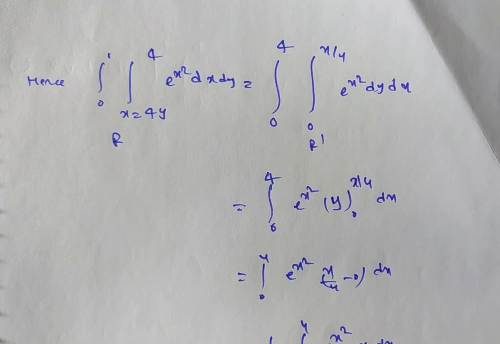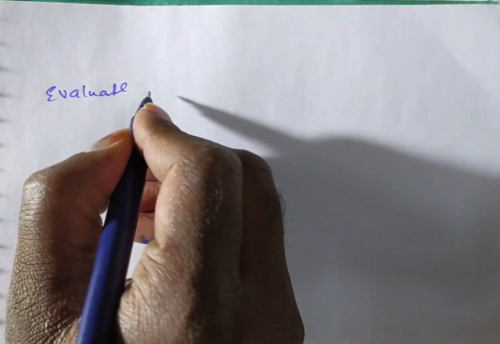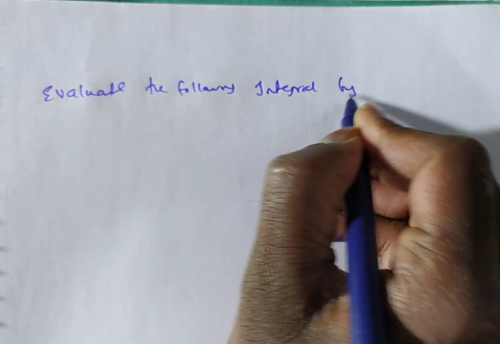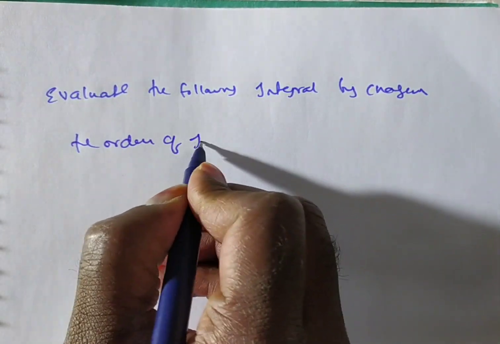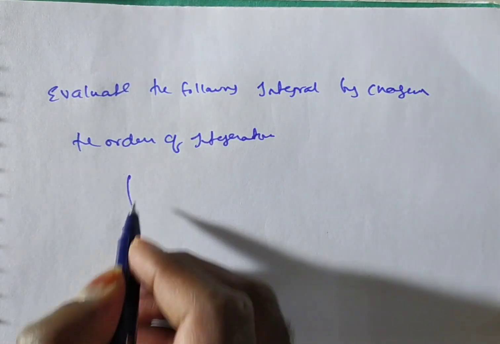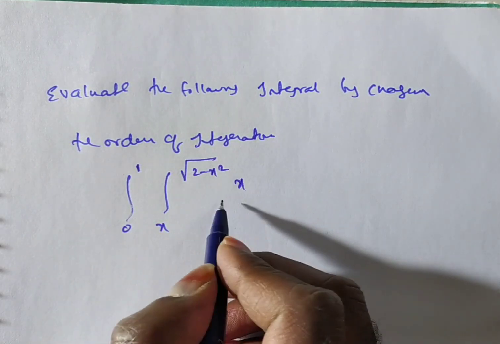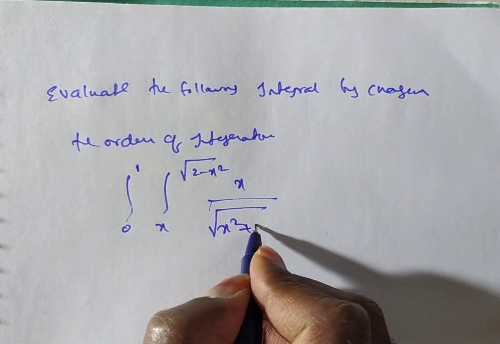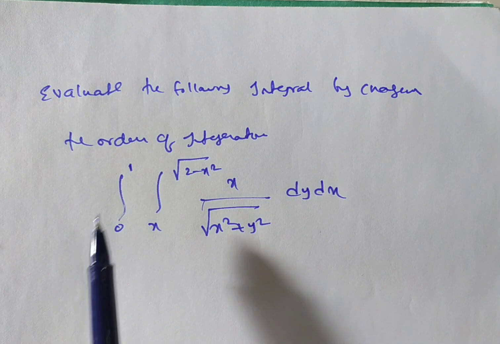In the next video we will solve the problem: evaluate the following integral by changing the order of integration. The integral given is from 0 to 1, integral x to square root of 2 minus x square, of the integrand x by square root of x square plus y square, dy dx. Okay, we are solving this one in the next video.